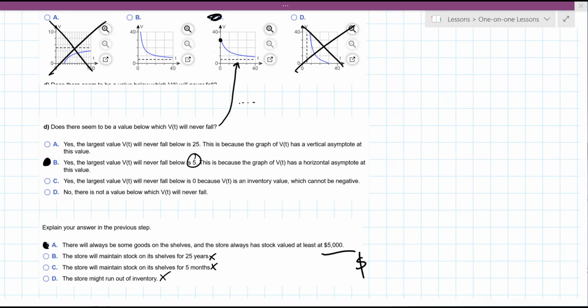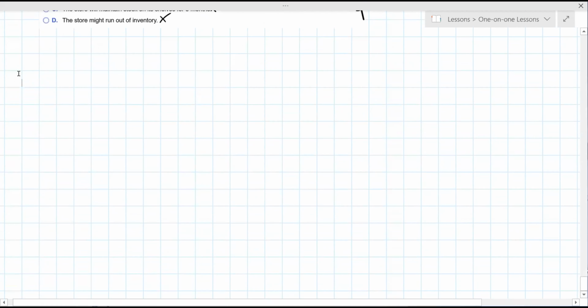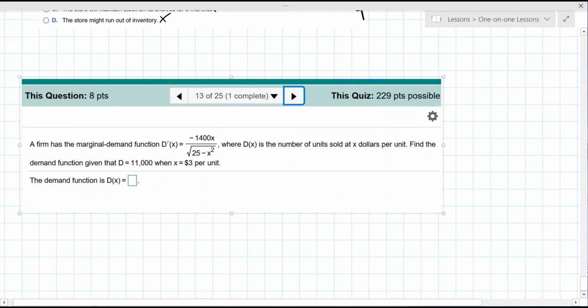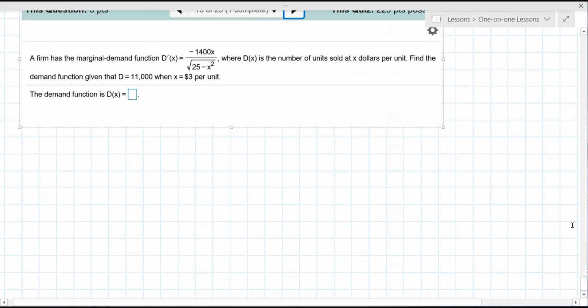Oh boy. This one. You're not gonna like this one. I'm not looking at any of these ones. This one doesn't really have a nice way of doing it, and it looks pretty ugly already. Yeah, d prime of x.